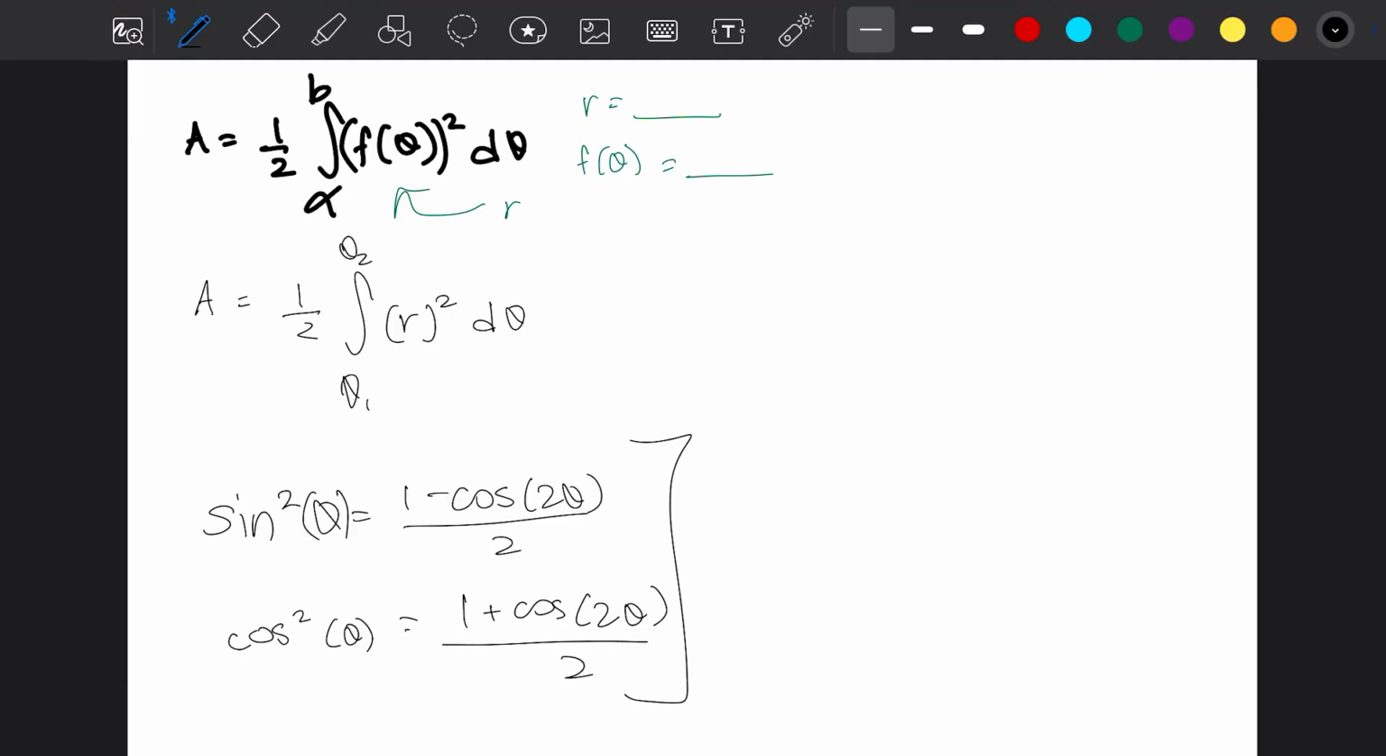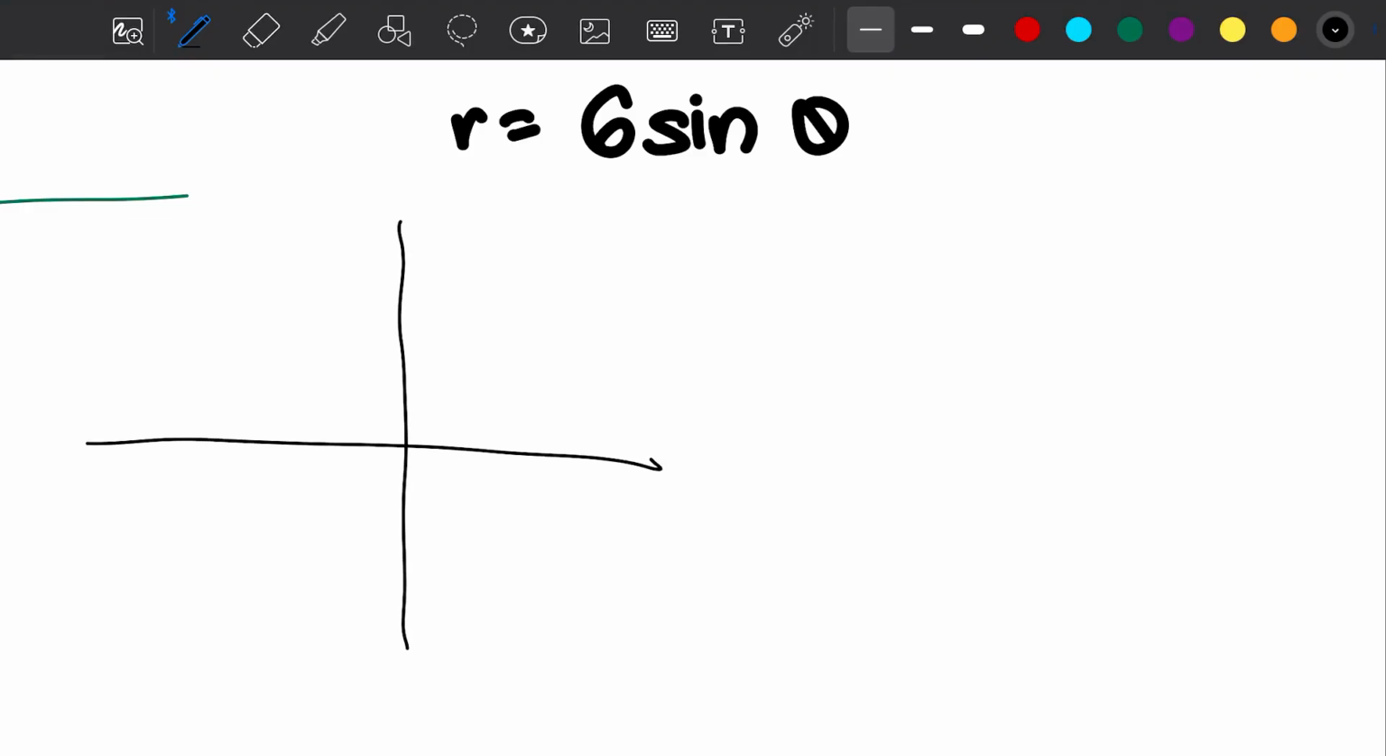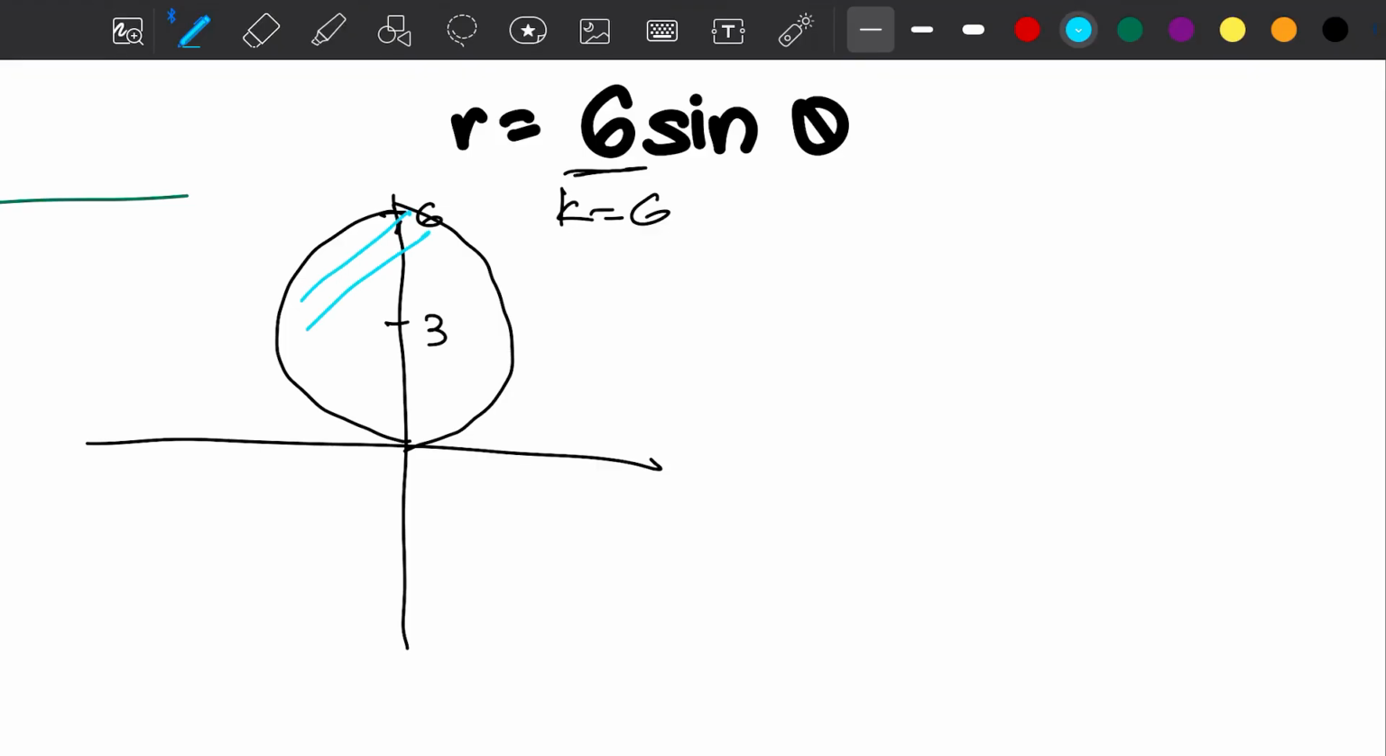So we're going to start off by doing just a simple problem, and that is r equals 6 sine theta. If we're going to graph this, it's not exactly the best graph, but with 6 sine theta, you're going to have positive values, so you know it's going to be in the top half of the graph, and it's going to have a diameter of 6, a radius of 3. I'm going to put our 6 right there. That's kind of what your graph is going to look like, and we want to find the area bounded by this region. So we're talking about all of that.